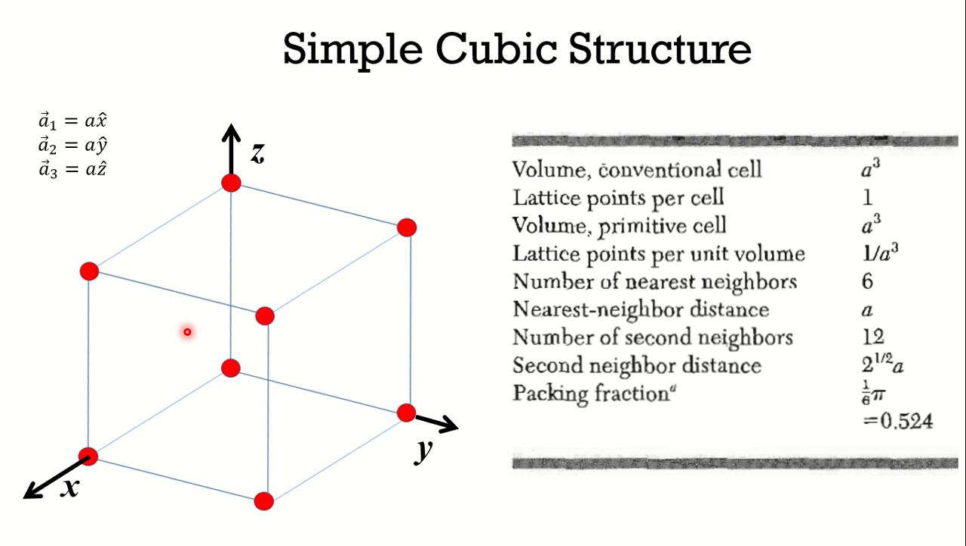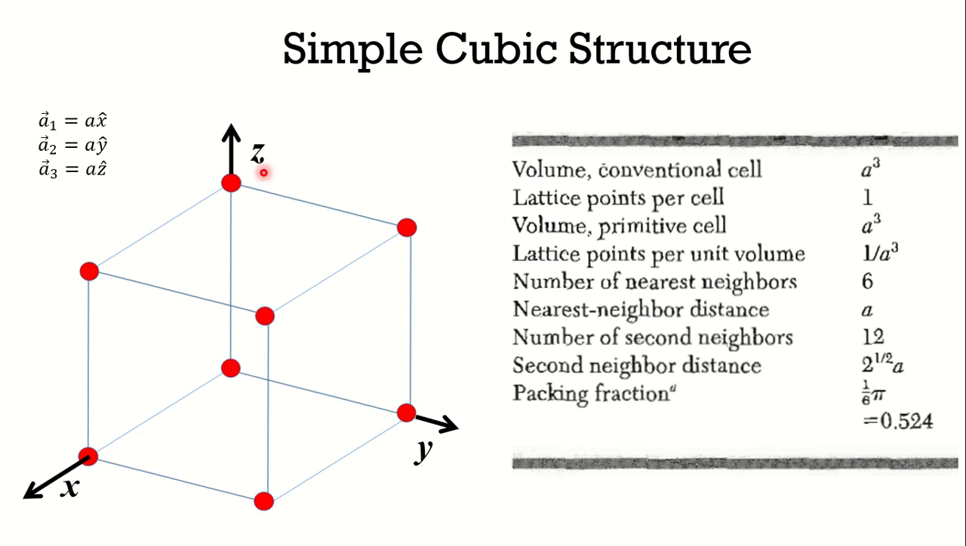Volume of the primitive unit cell: there is only 1 lattice point in a cube. So the primitive unit cell volume is a cube. Just remember, primitive unit cell volume means the volume of the unit cell which contains only 1 lattice point, and here a cube contains only 1 lattice point. So the primitive cell volume is a cube. Lattice points per unit volume, obviously 1 by a cube.